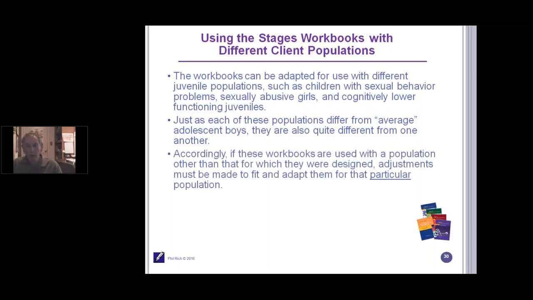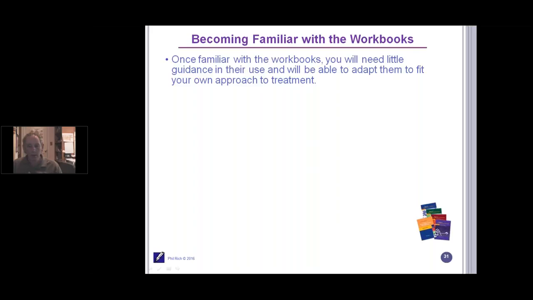But if you are going to use them with a population outside of which it was designed for, you have to make sure that you're making adjustments so that the workbook fits that particular population. Lots of these exercises are quite relevant for females as well as males, although you may have to make changes in some cases. But again, I want to be clear that they were aimed and designed for a particular population. That population I've just described, adolescent males, average IQ, is the primary population that we're going to be dealing with when we look at who's coming into treatment. But of course, we have females, we have lower functioning kids, we have younger kids.